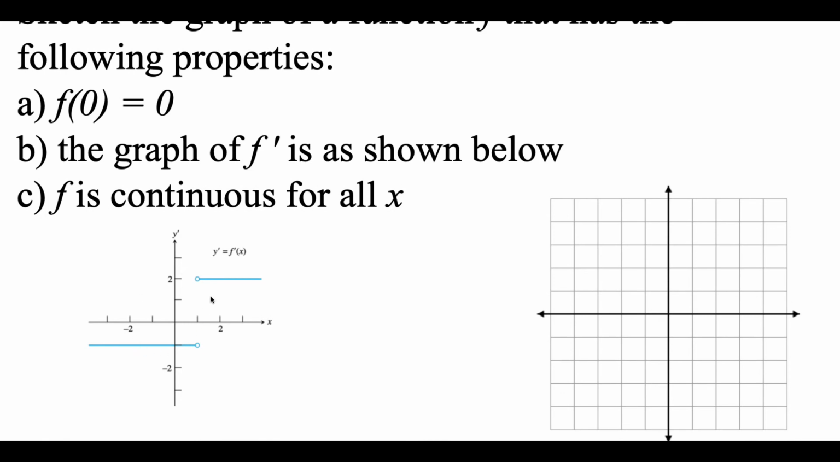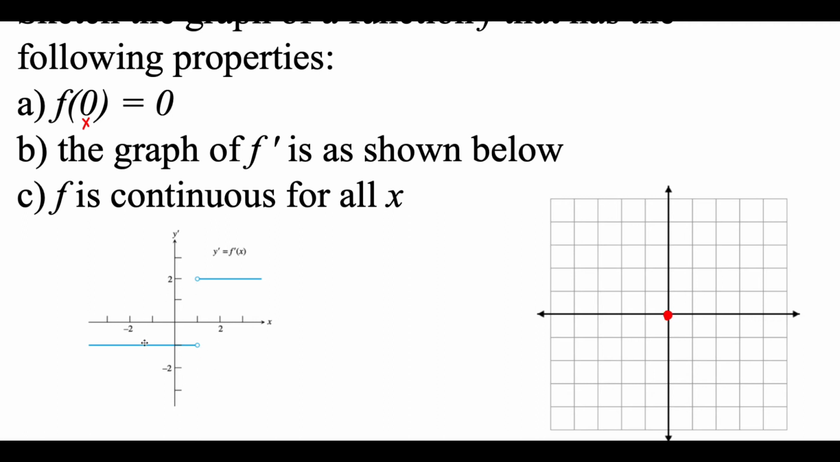This picture on the left-hand side is the graph of the derivative of f, and that's what we're going to use, along with these other two constraints, to help us sketch the picture of our original function f. Starting with a, if we want f of 0 to be 0, that means at an x value of 0, the function value is 0. So to start, we're going to put a point at the origin.